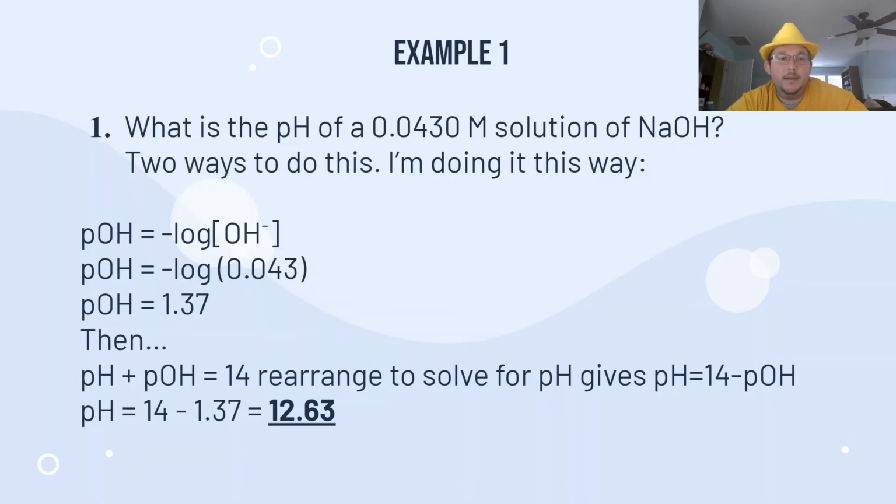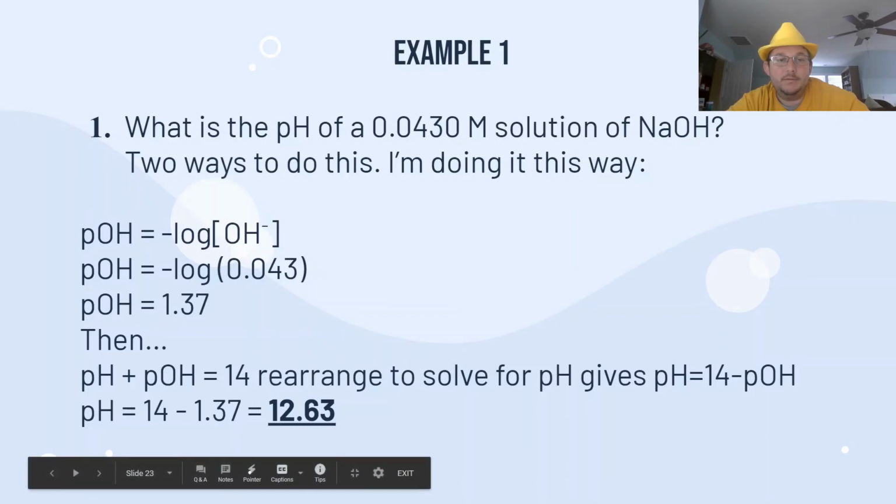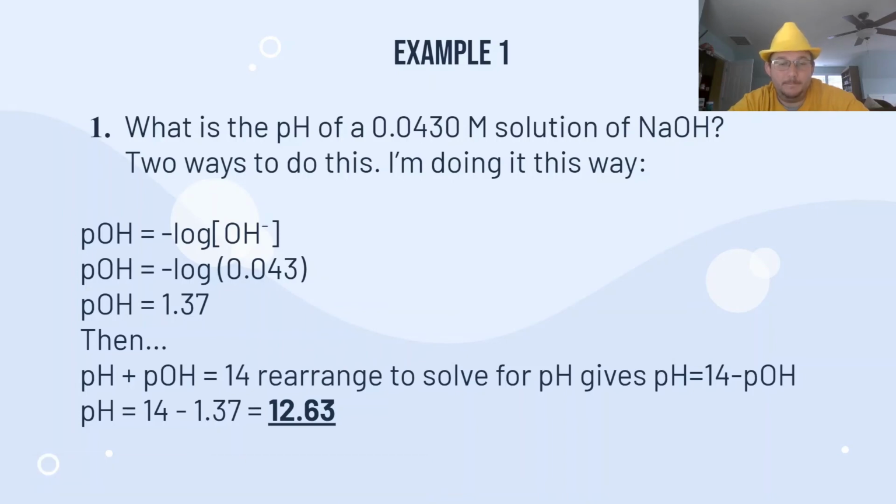Then we're going to take the pH plus pOH equals 14, this equation. We're going to rearrange it. We're going to get pH equals 14 minus pOH. So then 14 minus 1.37 is equal to 12.63, and that is the pH of this solution. It is, in fact, basic.